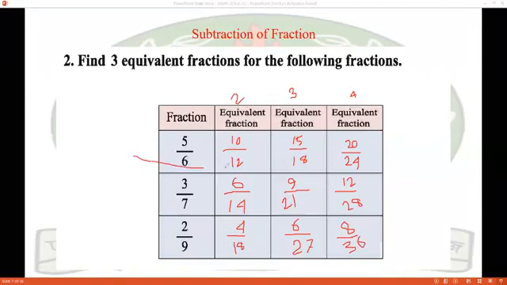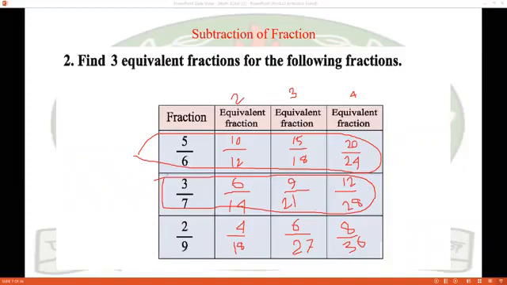So in this row, all 4 fractions are equivalent fractions. The new three are equivalent to 5/6. In this row, they are all equivalent fractions. The new three are equivalent to 3/7, and the third one, all are equivalent fractions. The new three are equivalent to 2/9. In this way, we can find the equivalent fractions by multiplying a common number with the numerator and denominator.